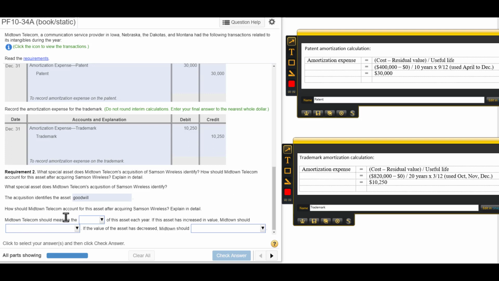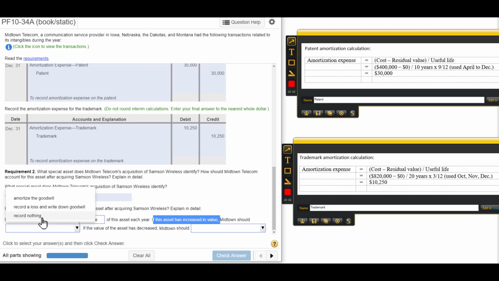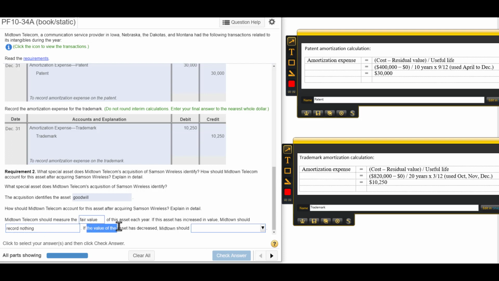Midtown Telecom should measure the fair value of this asset each year. That's a pretty complicated topic. It's beyond the scope of this class. When you take advanced accounting classes, you can learn how they do that. Now, if this asset has increased in value, Midtown should record nothing because accountants want to be conservative. And if the value of the asset has decreased, however, Midtown should record a loss and write down the value of the goodwill. Again, because accountants want to be conservative. And that's it.